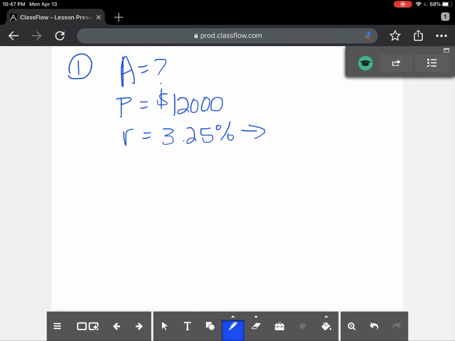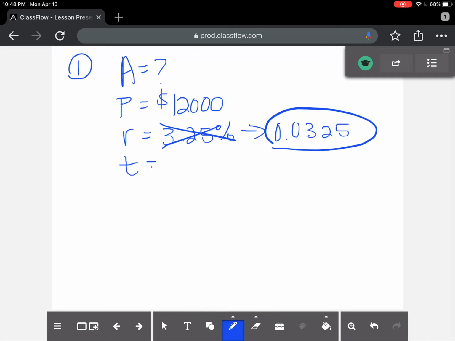Okay? Don't put it in percentage form. You have to put it in as a decimal. So in order to make this a decimal, you move the decimal point 2 times to the left. So you get 0.0325. Use that, not that. Okay? And then you need T. Well, here T is equal to 3 years.